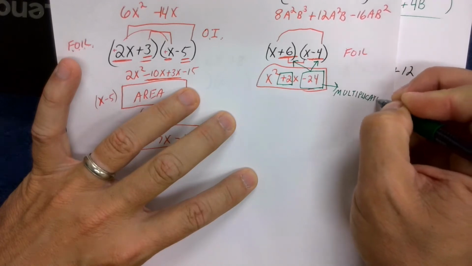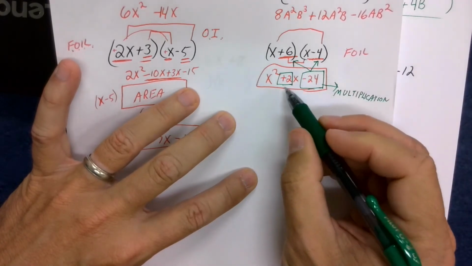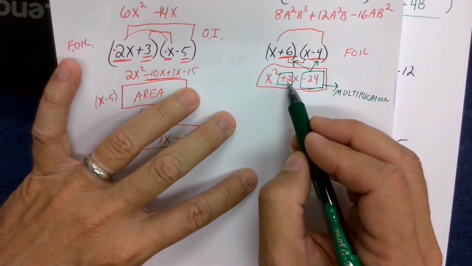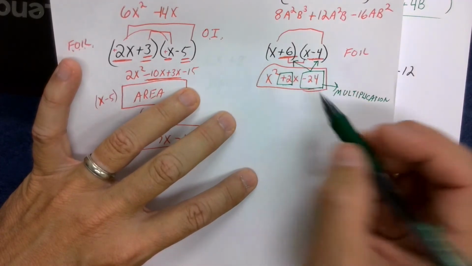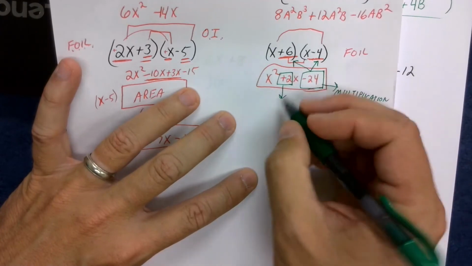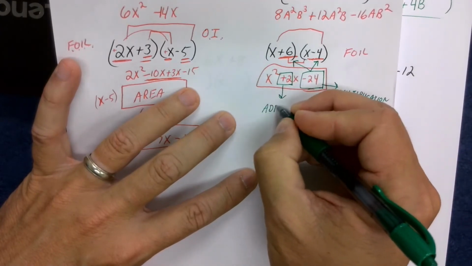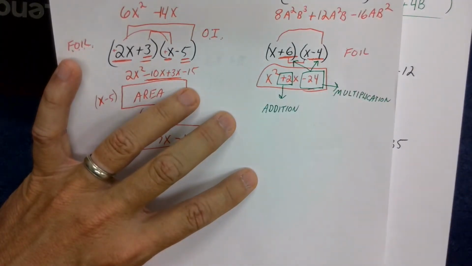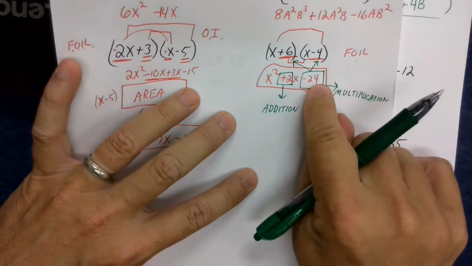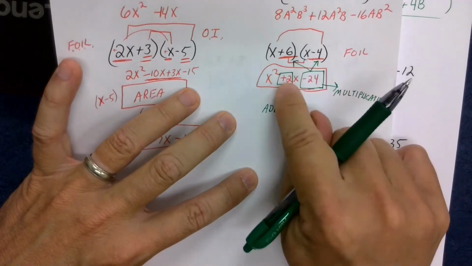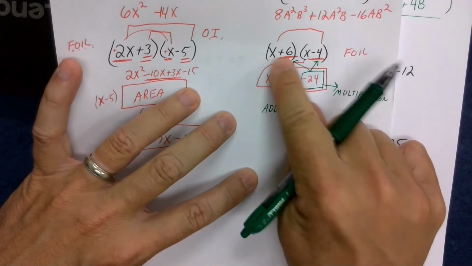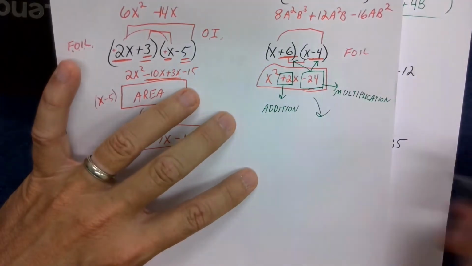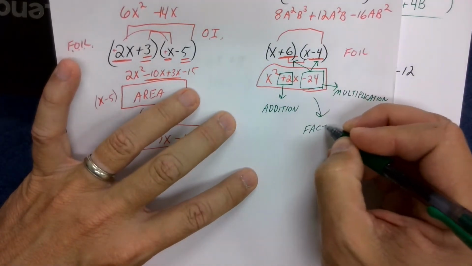Multiplication. How do I get this number? Oh my gosh, look at that. I need a plus 2, and there's a plus 6 and a minus 4. So this middle number goes from the addition of those two numbers. If you can keep that straight, we need this number to be a multiplication of these two numbers, and this number to be an addition of these two numbers. That's going to really help us with our ability to factor.